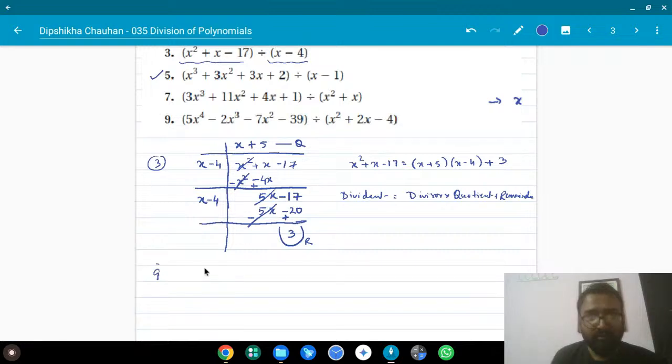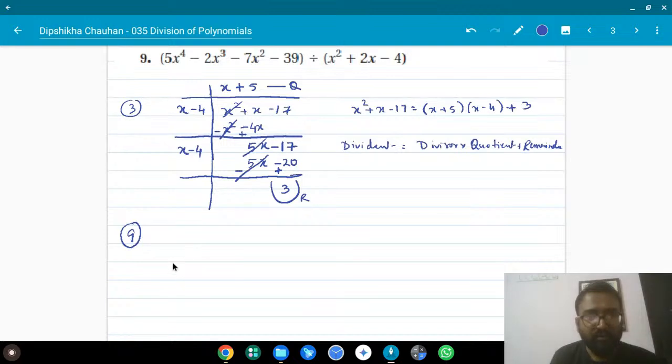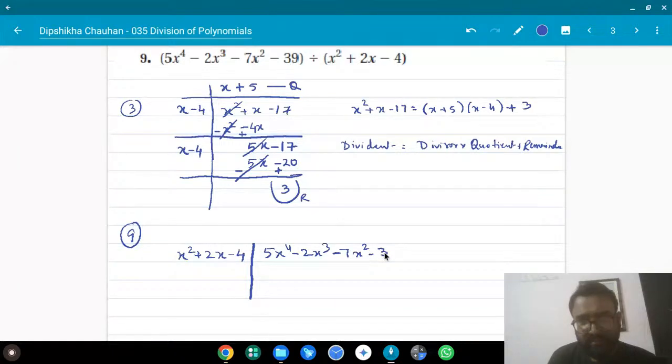So here we have to take something similar. Everything is similar. So here I'm taking x square plus 2x, no, I should get down a little bit. x square plus 2x minus 4. I'm taking up to here only. Next, it is 5x power 4 minus 2x cube minus 7x square minus 39. So here we have to do this.